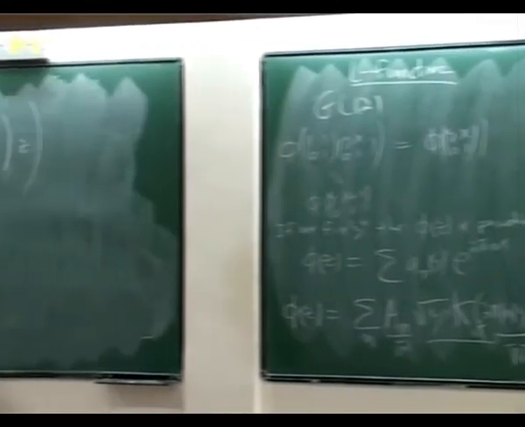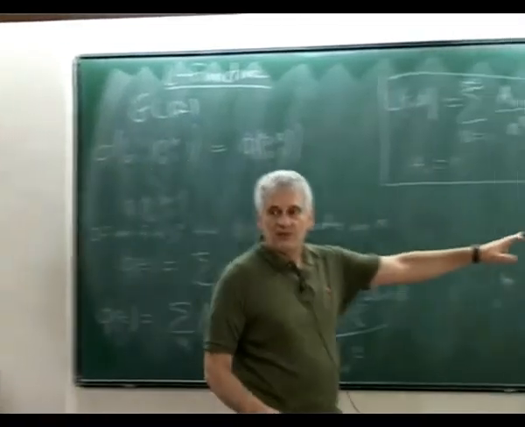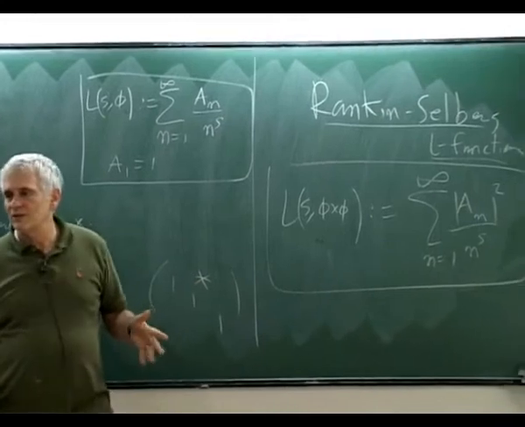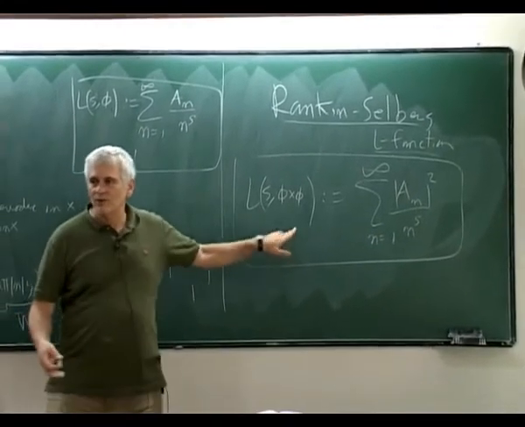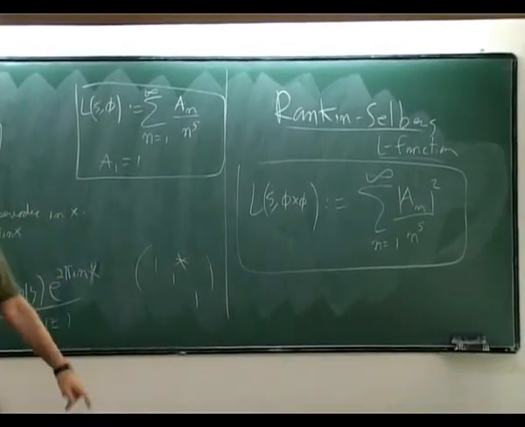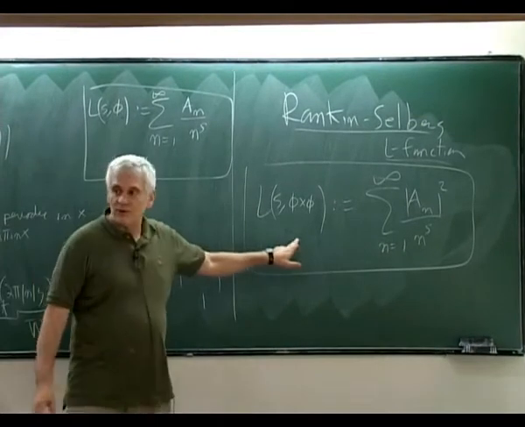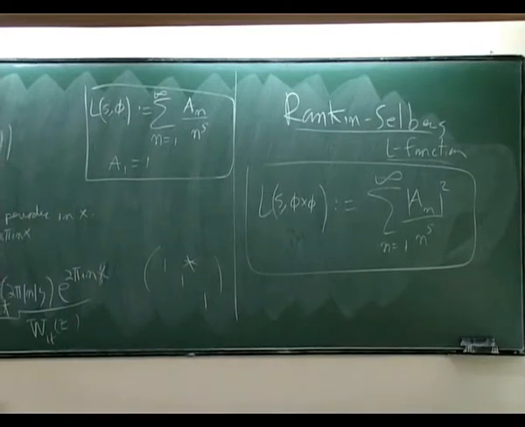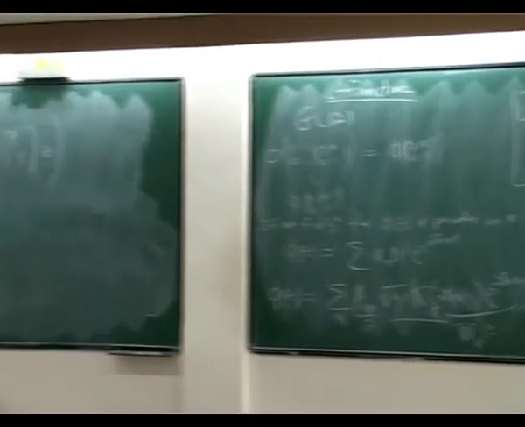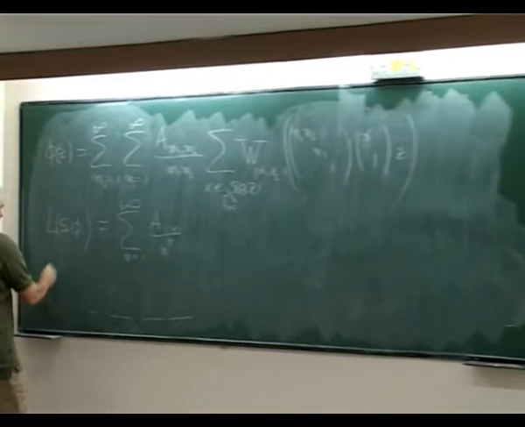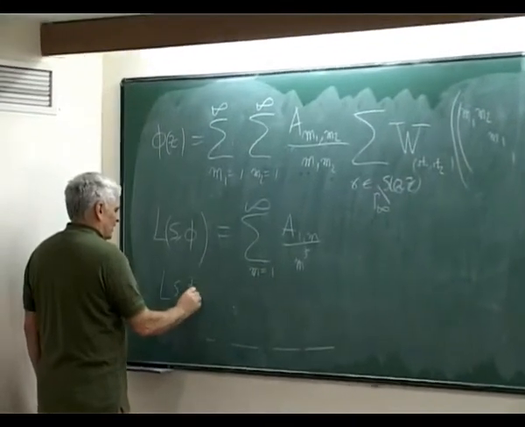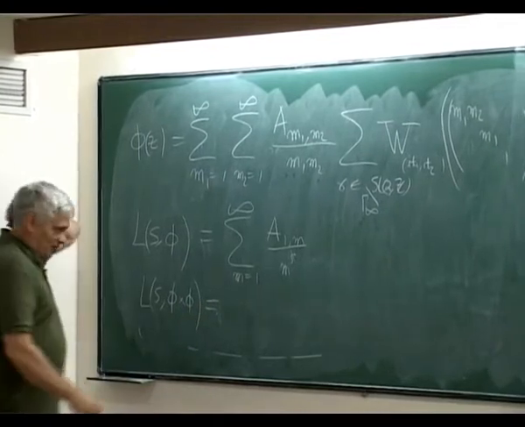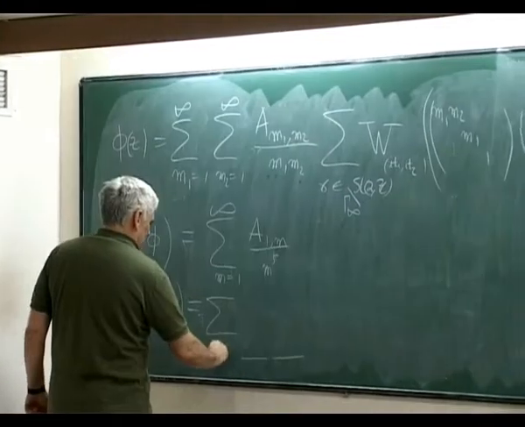Iwaniec, Luo, Sarnak, they look at the family of Rankin L functions on GL2. They're actually looking at a holomorphic family. Recently, people look at a family of non-holomorphic forms. And they established the symmetry type for the low-lying zeros of this family. So we want to do the same thing here. So the question is, what is L(s, phi cross phi)? And it turns out that it's now a double sum.